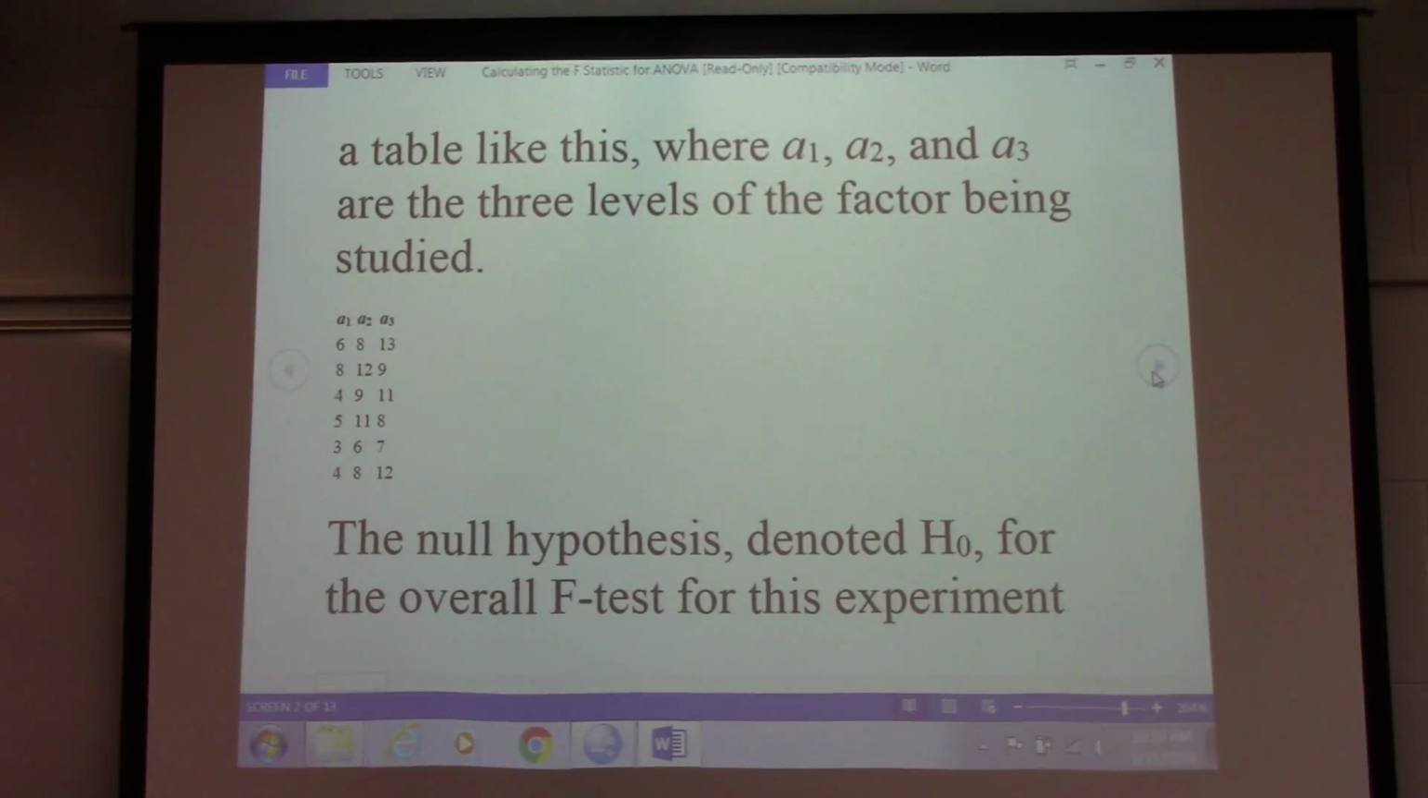So in this particular page, we're going to say fertilizer A1 was observed 6 times, and the plant grew, let's just say, 6 inches, 8 inches, 4 inches, 5 inches, 3 inches, and 4 inches. Then we do the same thing for fertilizer 2, or A2, over the 6 observations. That's how many inches it grew. And for the 3rd fertilizer, that's how many inches it grew. Our null hypothesis is that there's no difference in the plant growth for these 3 fertilizers.